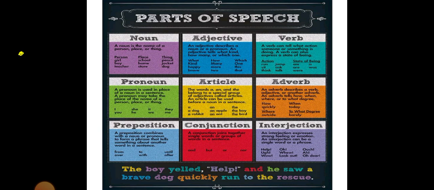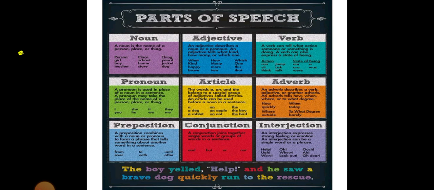Next one is conjunction. Conjunction is nothing but joining together single words or a group of words in a sentence. For that you can use the conjunctions and, but, or, nor. These words all come under conjunction.